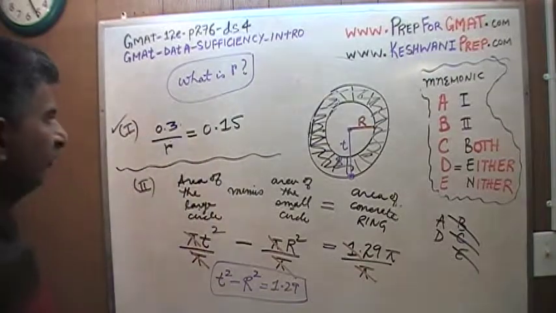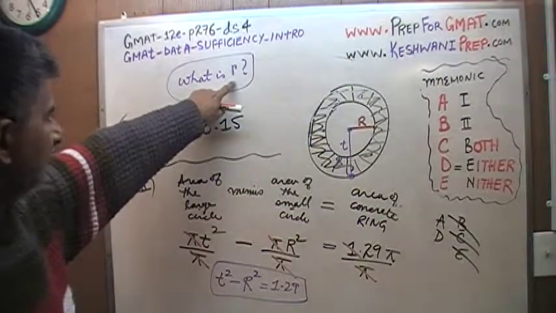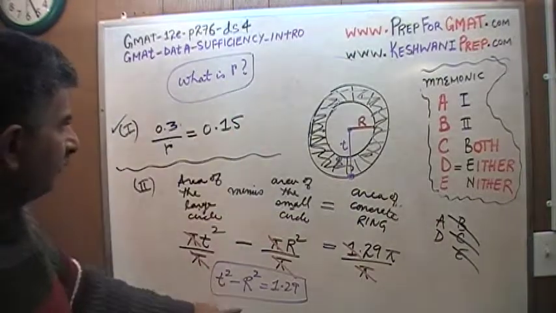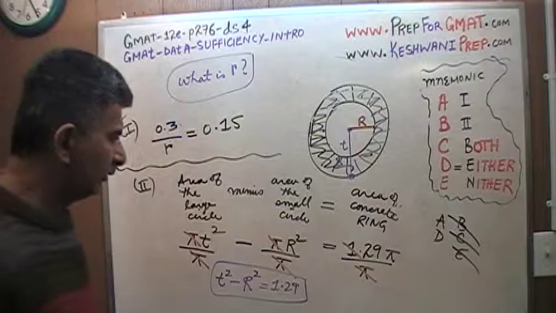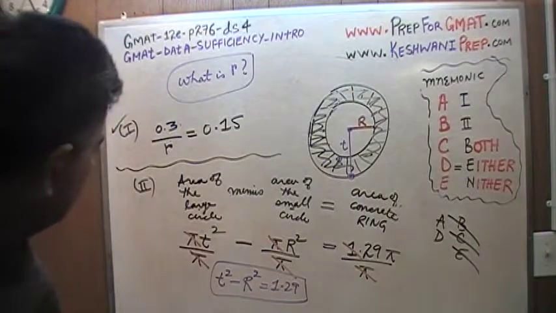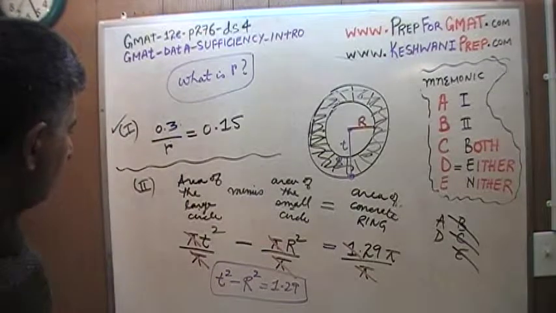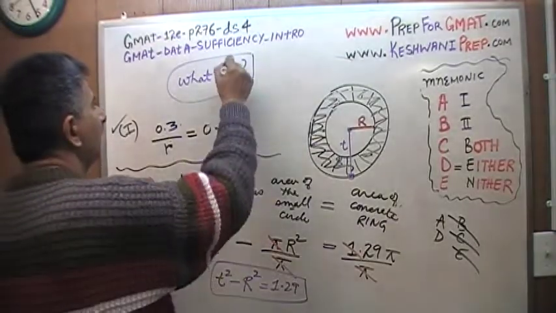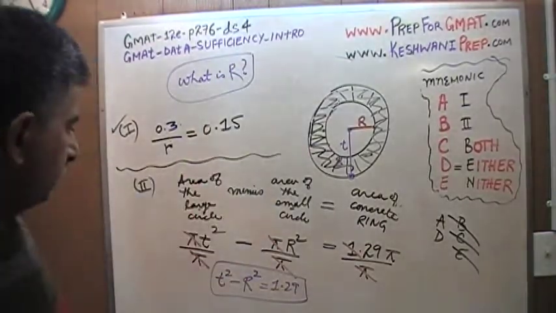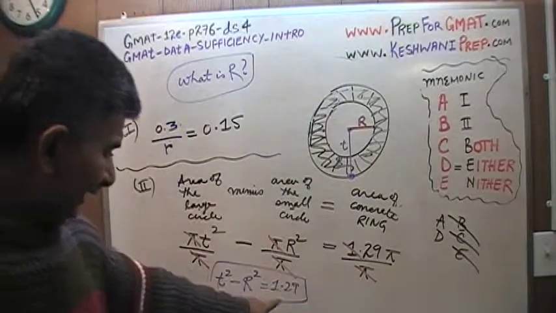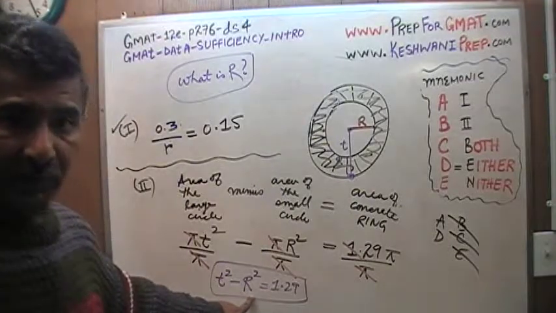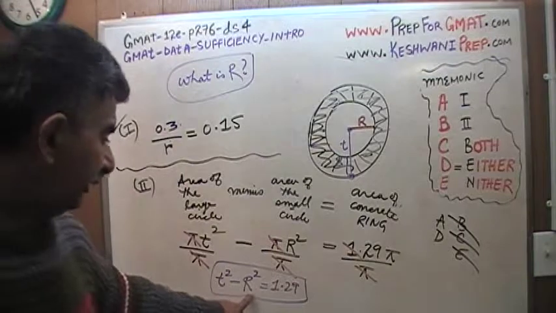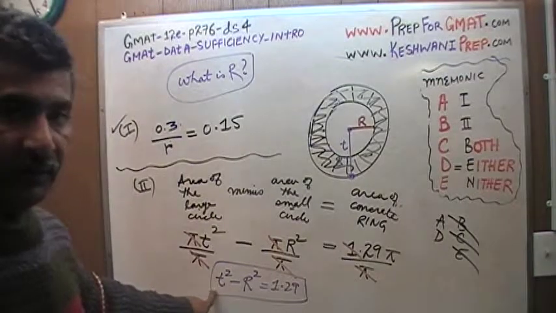Is that enough for us to figure out what r is? I keep switching between the big R and the small r, and that's going to confuse people. Since everywhere else is a small r, let's make this a small r. Is there any way to figure out the value of r from that equation? The answer is no. We cannot figure out the value of r unless we know something about t.